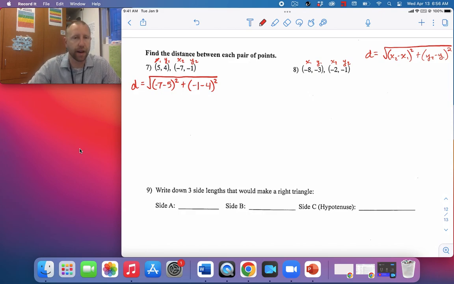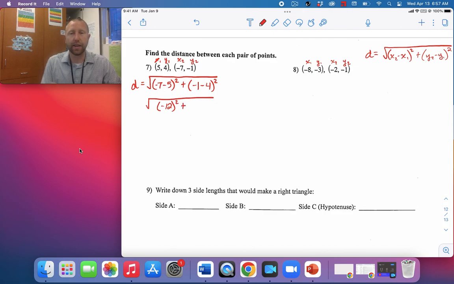Okay, now let's simplify. Just follow order of operations. Do what's inside the parentheses first. I've got negative 7 minus 5. Well, negative 7 minus 5 is negative 12. So I've got negative 12 being squared now.